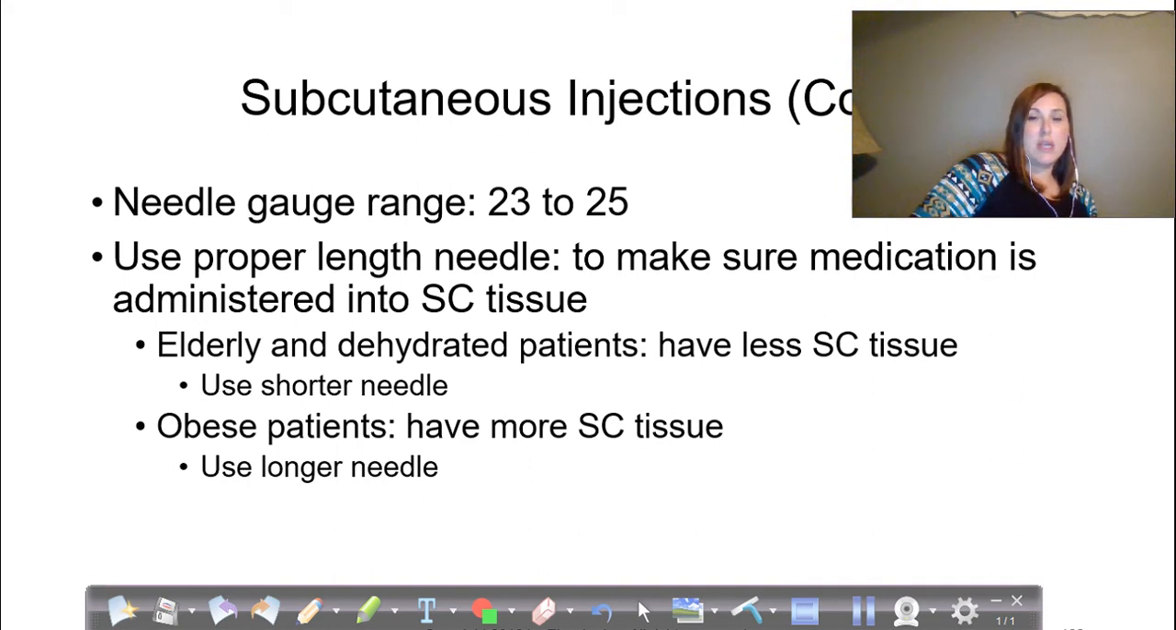Elderly and dehydrated patients are going to have less sub-Q fat, so less sub-Q tissue, so you're going to want to use a shorter needle. Someone who's obese, you're going to use a longer needle.